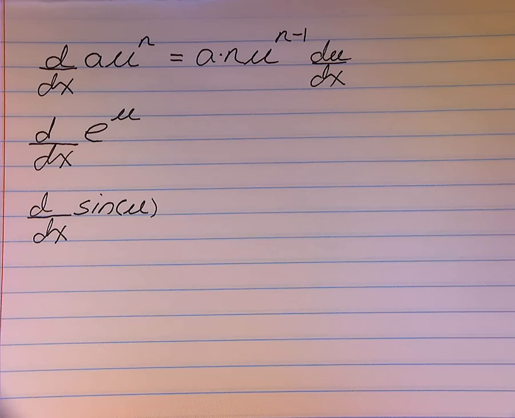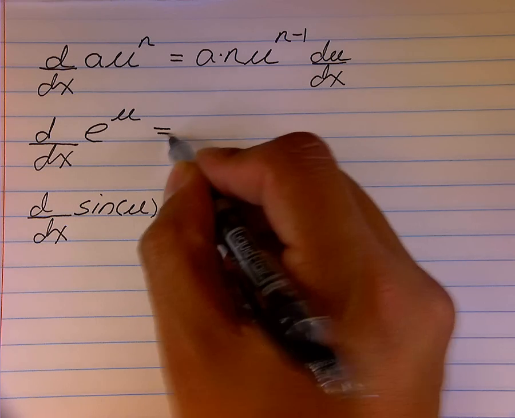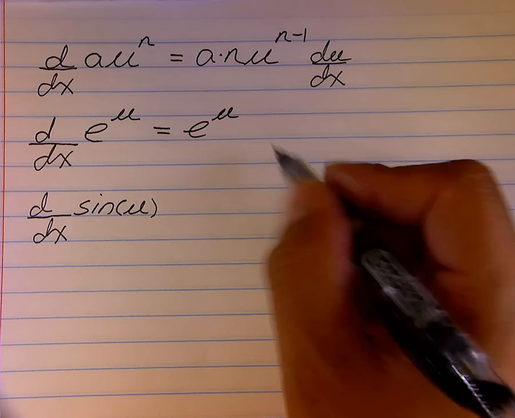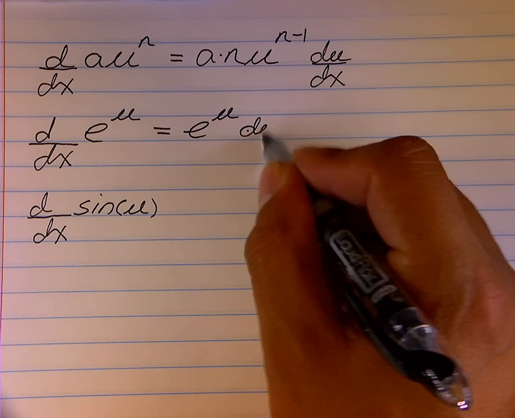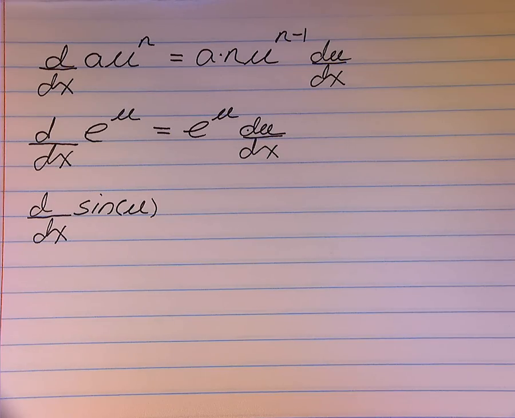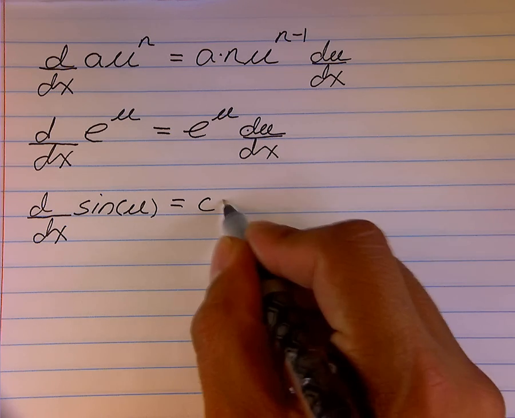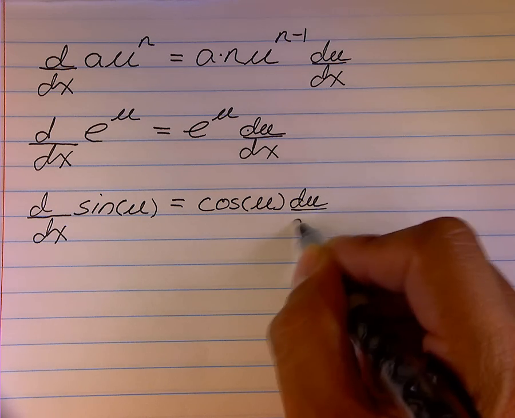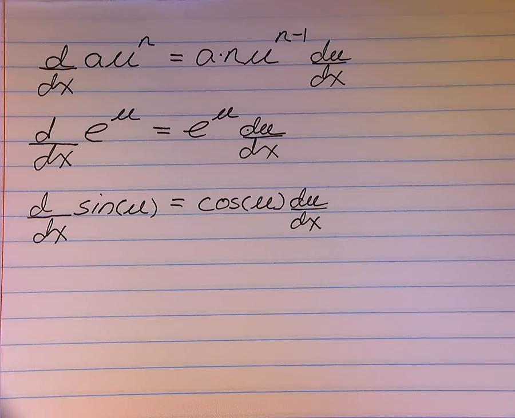So if I can make something look like a power function with u substitution, I just take the power function rule, with the additional step that I need to find du dx. If it's e to the u, the derivative of e to the u is e to the u. But since it's with respect to x, I have my additional step, du dx. The derivative of sine of u equals cosine of u times du dx.